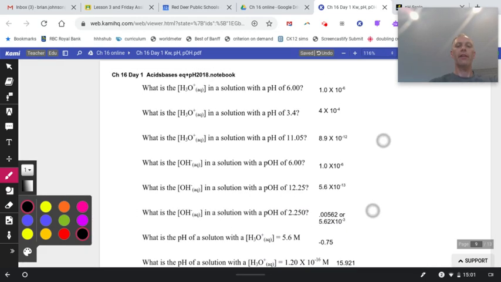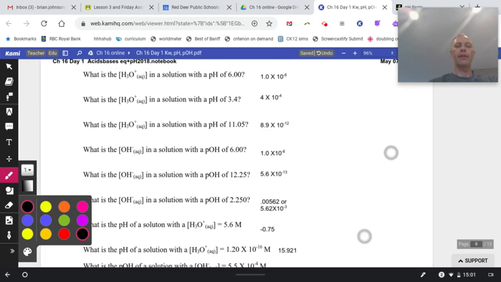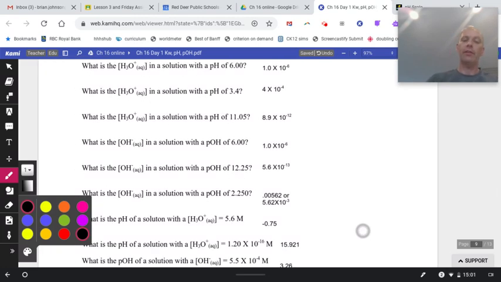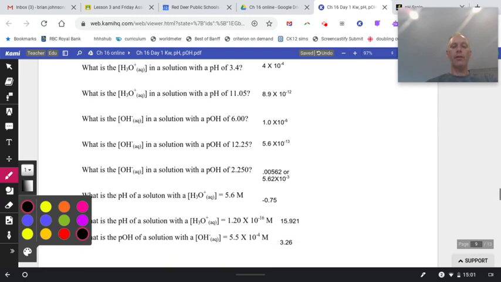Okay, there they are, nice and neat. How about that? So there's all the correct answers with correct sig digs that I just showed you. Okay, moving on.